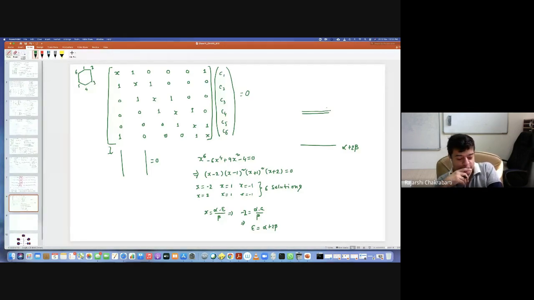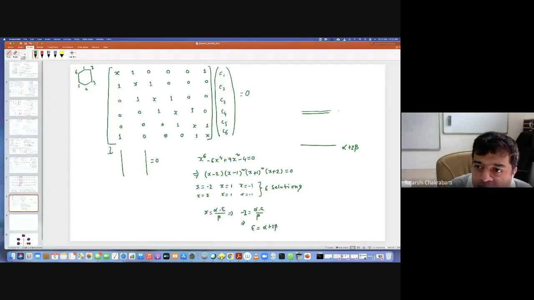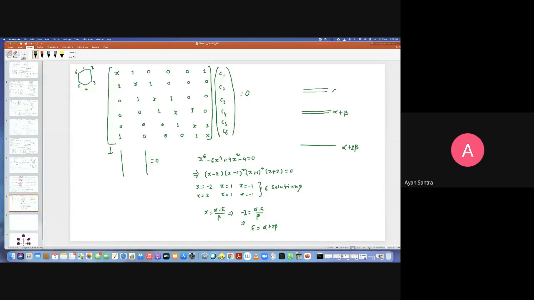Can anyone tell me what this is going to be? Alpha plus beta. But they are degenerate. Why degenerate? Because if I choose minus 1, I have to choose this twice. It's appearing twice. The next one is also degenerate. What is that? Alpha minus beta.